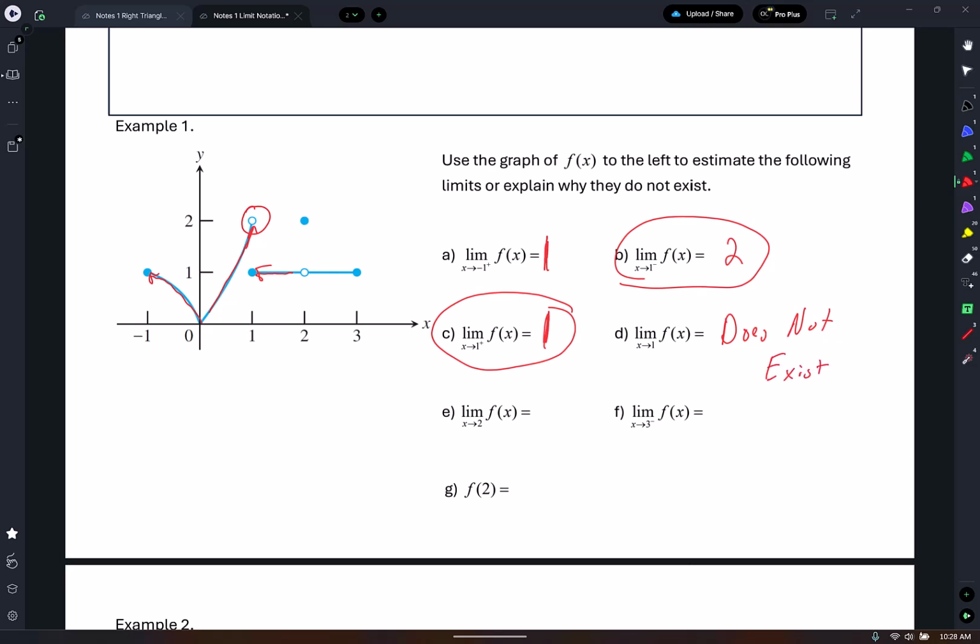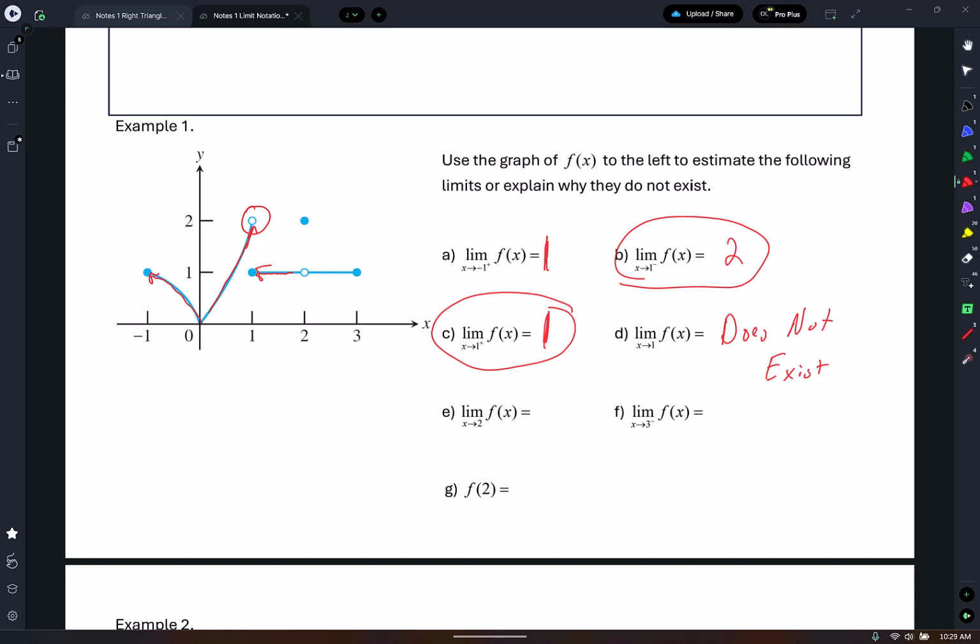Can you explain C again? Yes. Do you see how it has a plus symbol? I'm looking at all the values to the right of 1. I'm going to approach 1 from the right. So if I approach 1 from the right, what is the y value that I'm converging to? Do you see what we're doing?